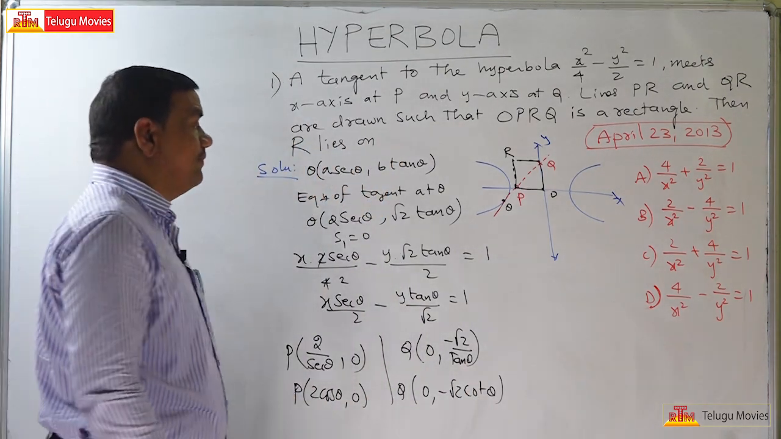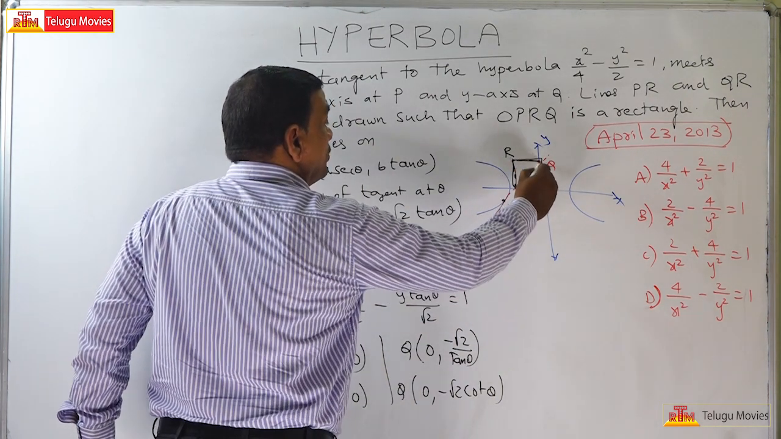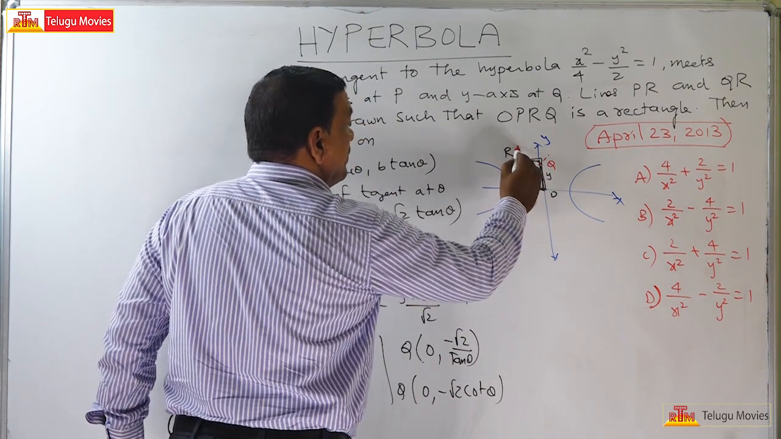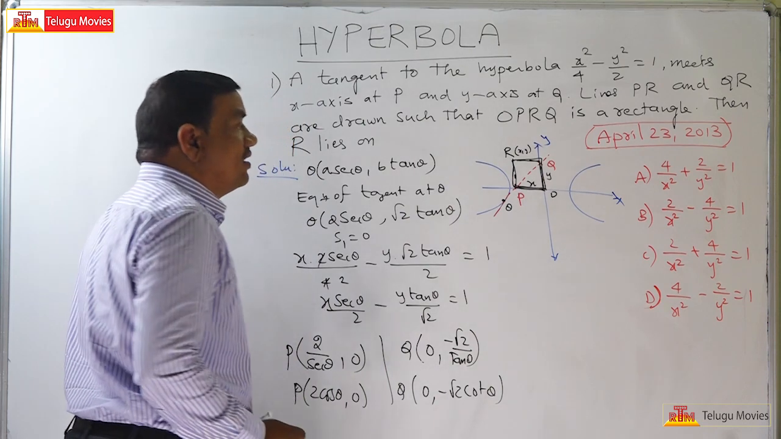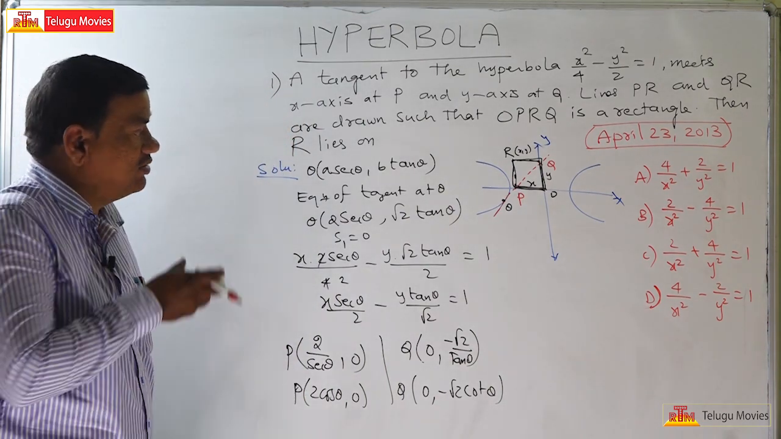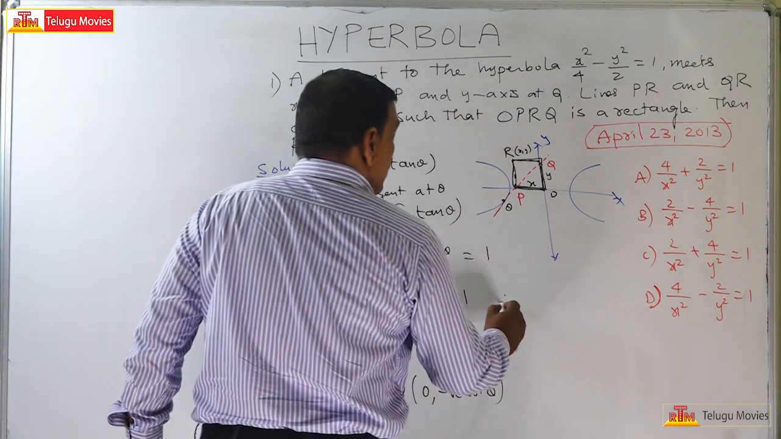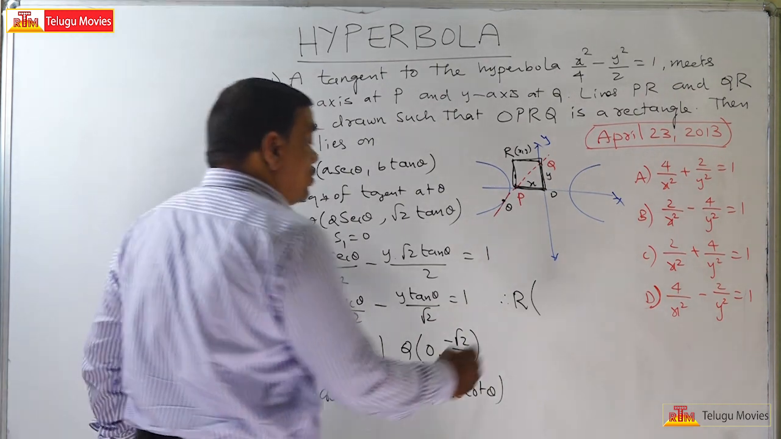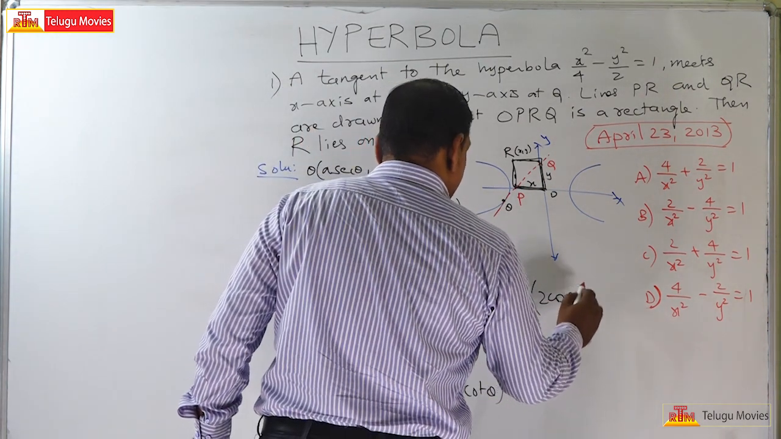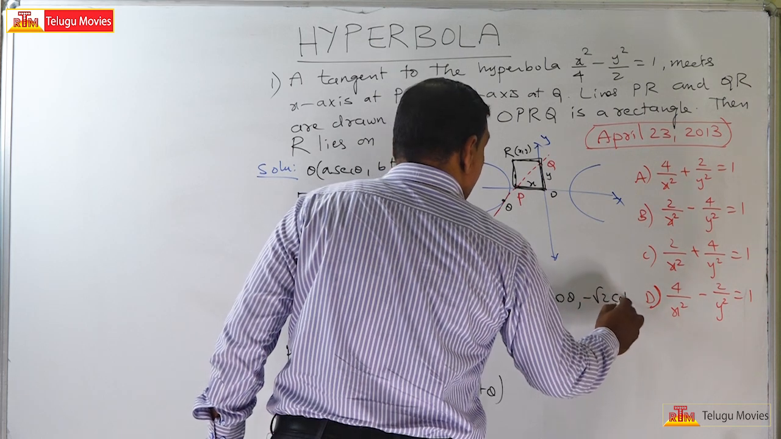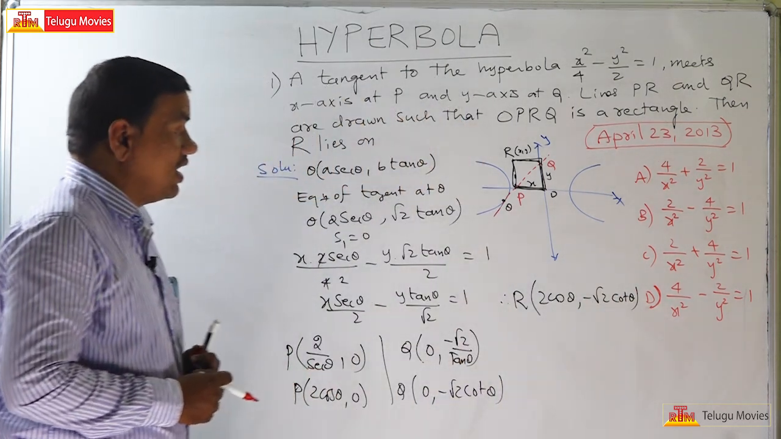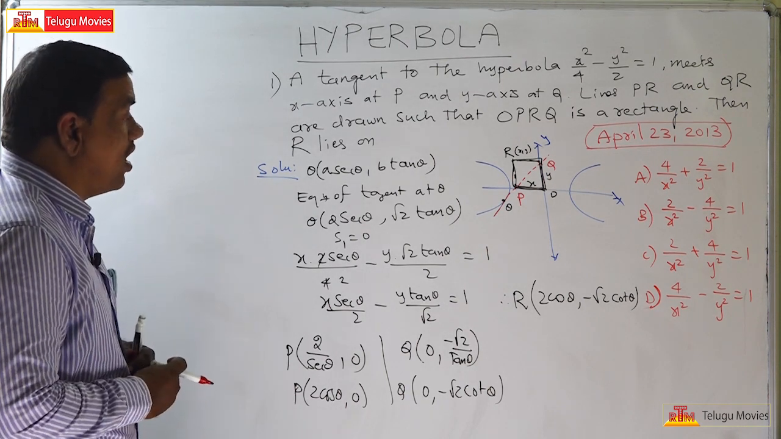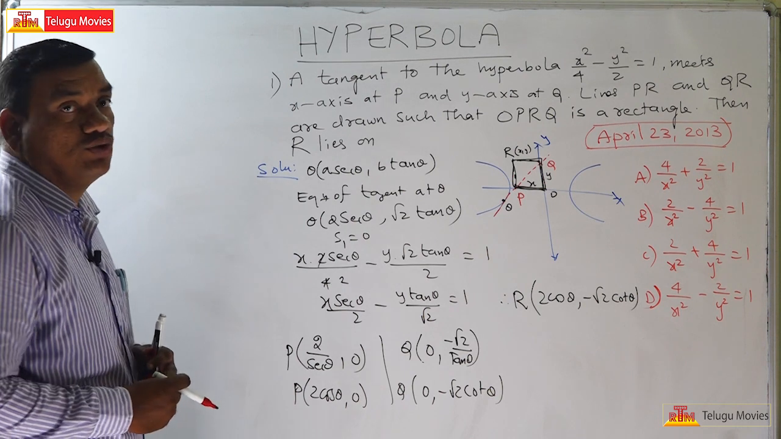So if you think here, OPRQ is a rectangle. That means if OP is x and OQ is y, then the coordinates of P are x comma y, that is with x intercept and y intercept. Therefore the coordinates of R are 2 cos theta comma minus root 2 cot theta. Right, we got the coordinates of R as 2 cos theta comma minus root 2 cot theta.